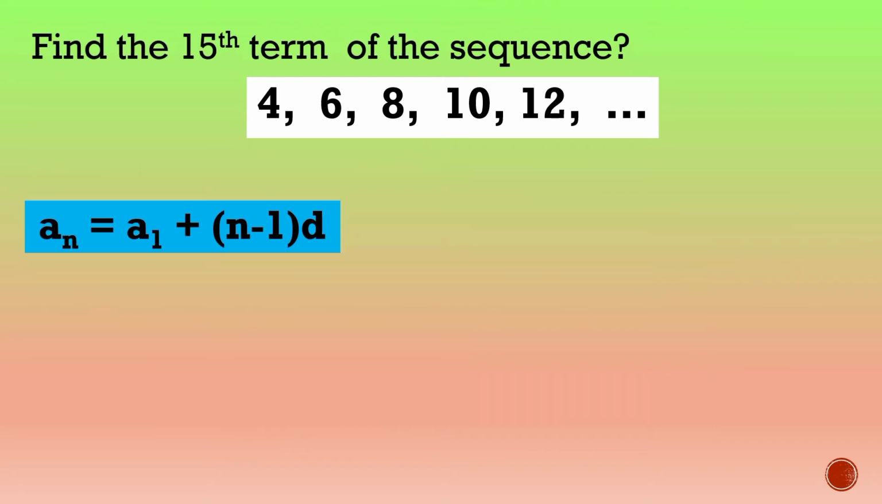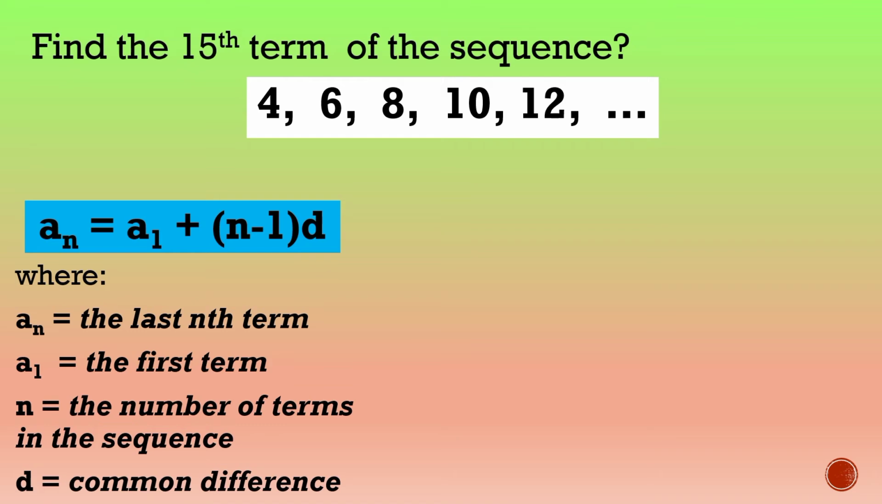Gagamit tayo ng formula na a sub n is equals to a sub 1 plus quantity n minus 1 times d. So, using the formula, pwede natin makompute yung ating 15th term nang hindi na tayo plus 2 ng plus 2 ng plus 2. So, ano ba yung part ng ating a sub n is equals to a sub 1 plus quantity n minus 1 times d? Ano ba yung mga legend na ginagamit natin dyan? Para saan ba yung a sub n na yan? Yung a sub 1 na yan? Yung n at saka yung d?